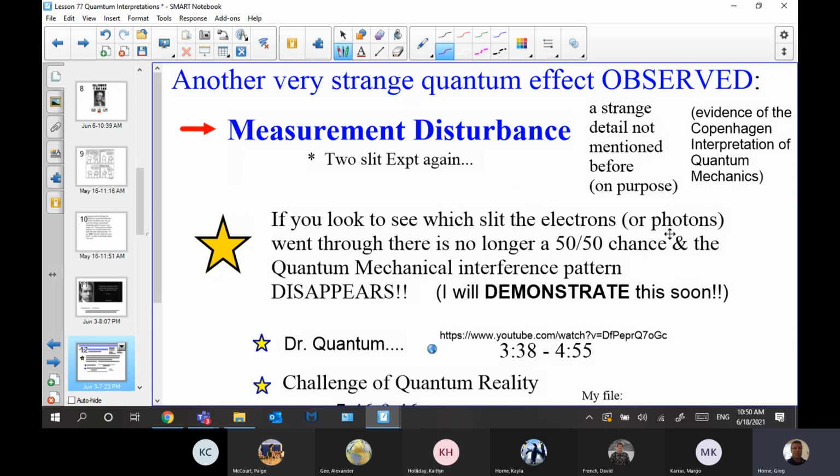But if you look to see which slit electrons or photons or buckyballs or whatever go through, there's no longer a 50-50 chance, right? And so they're no longer in a superposition of states. It collapses down to going through one of them. And so absolutely, I'll show you a video and pictures and describe the process where I can demonstrate this.